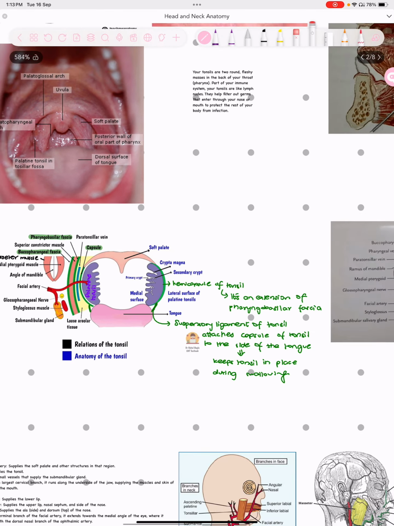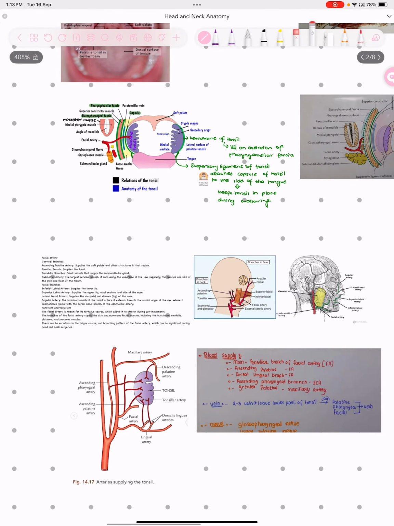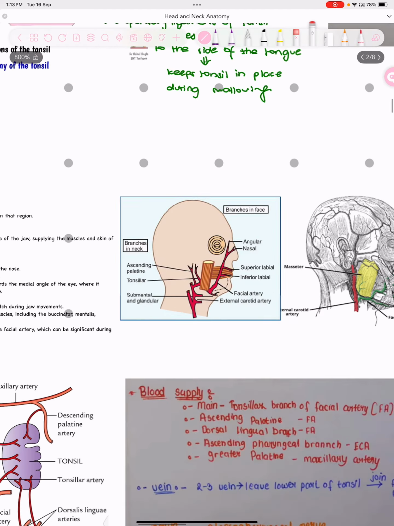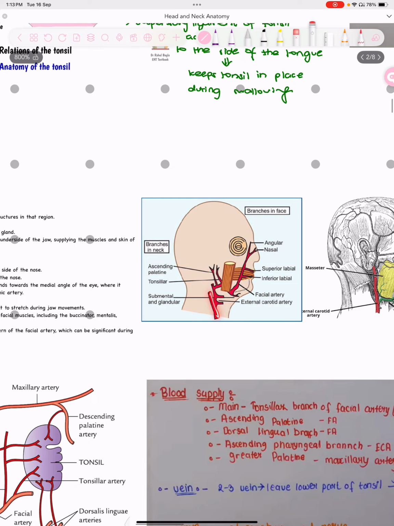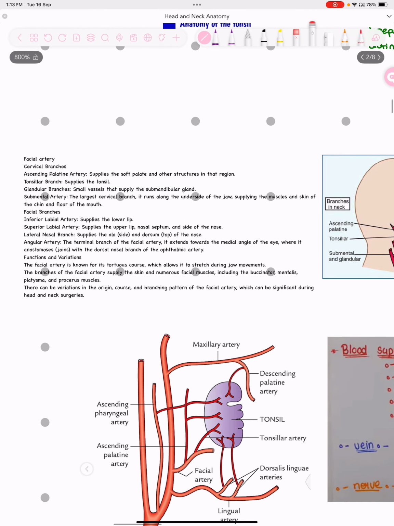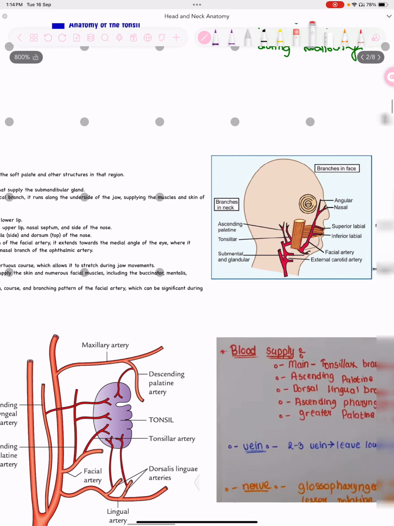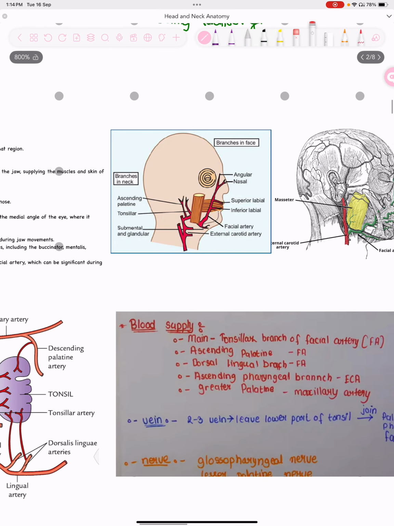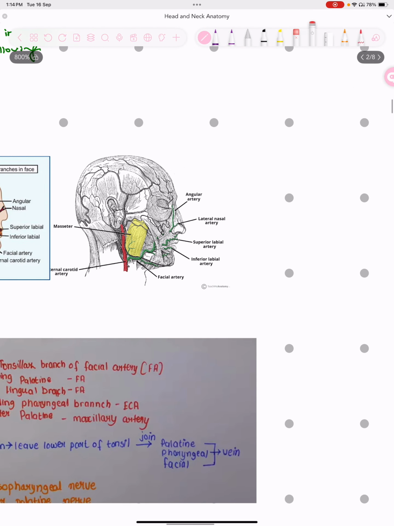Now, yes, that's pretty much it. Let's quickly revise the blood supply. So I told you, first of all, facial artery holds its significance. Let me quickly revise the facial artery. Facial artery has two sets of branches. One is a cervical branch, which basically are neck branches, and facial branches, face branches, right? So the cervical branches and the facial branches, these are the facial branches. You have angular artery, lateral nasal artery, superior labial, inferior labial.